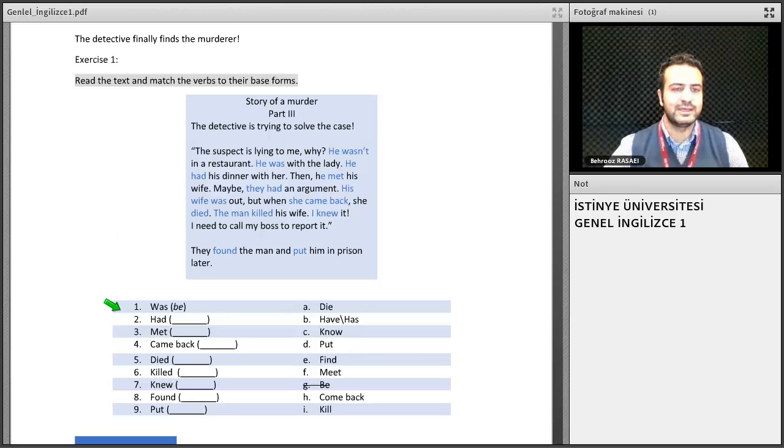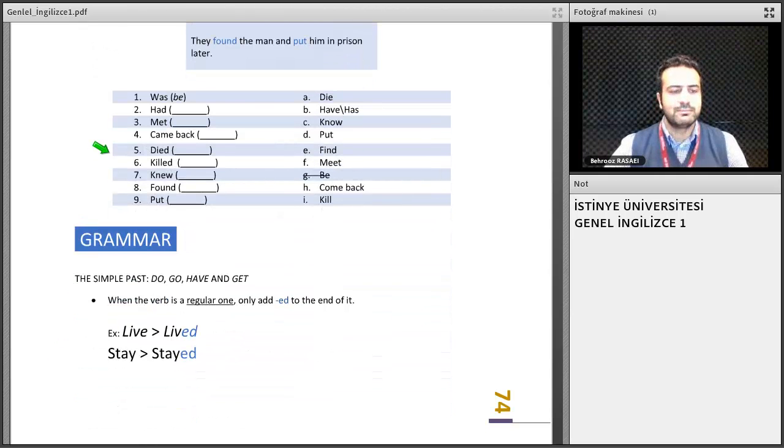put him in prison. So here is an exercise. Was, be. Had, you need to find them here. So die, have, know, put, find, meet, be, come back, and kill. You just have to match the left column to the right column. That's very easy to do. There is nothing hard or difficult about it.